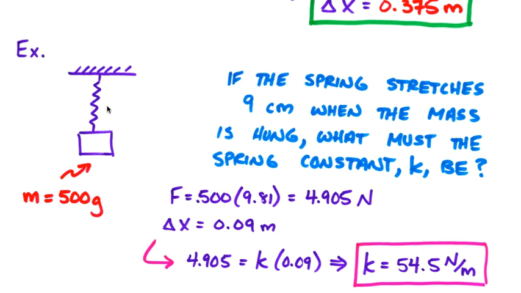As long as I don't change this spring, I don't overstretch it to the point where I ruin it, and I get those little stretched sections, if you see a spring, as long as I don't damage the spring or change the spring, I will always have this k value. That's a constant for that spring.